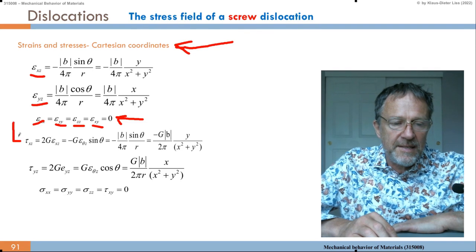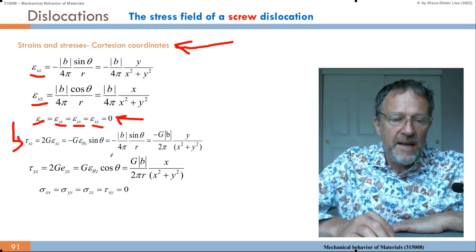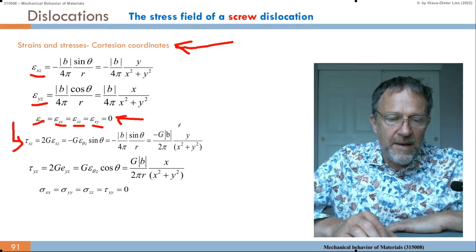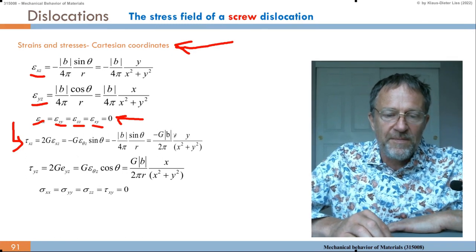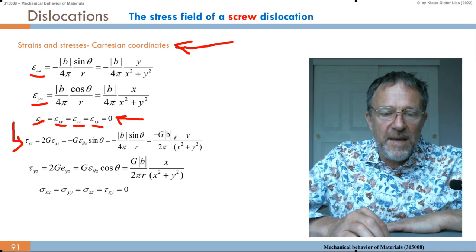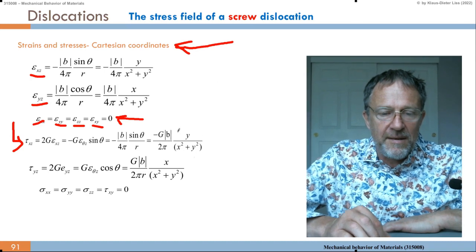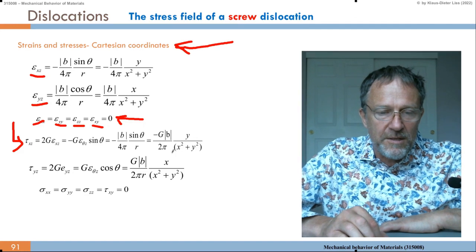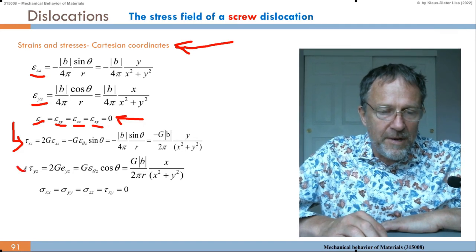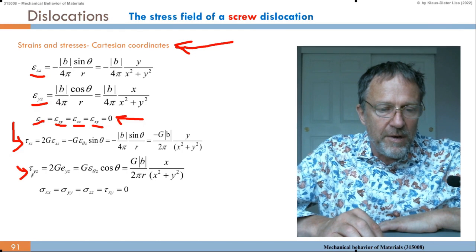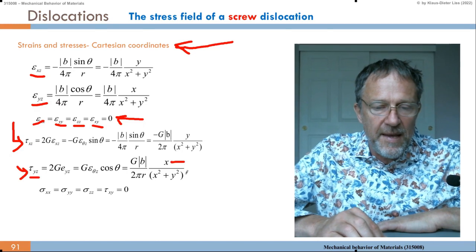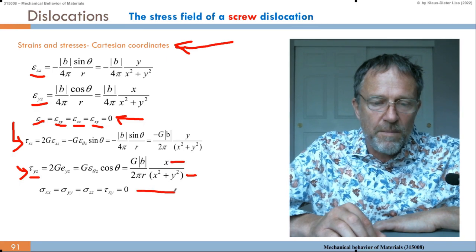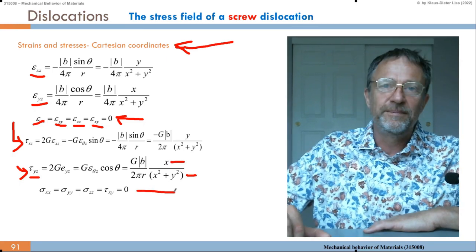Resulting in stresses, so we have shear stresses, tau xy. Then you can work it out with a similar coordinate transformation. We get minus Gb over 2 pi, and then the coordinate dependence is y over the radius squared. And for the symmetric one, for the xz, we get x over the radius squared. And all the other stress components result in 0. Easy.